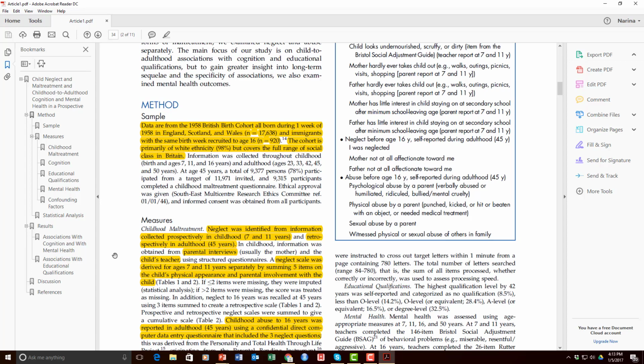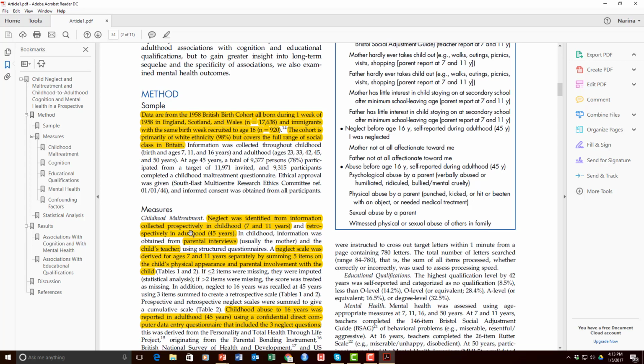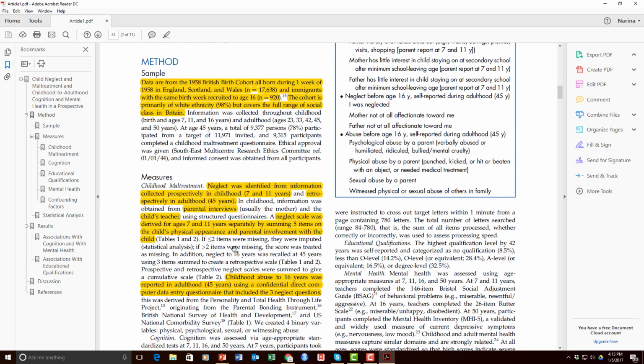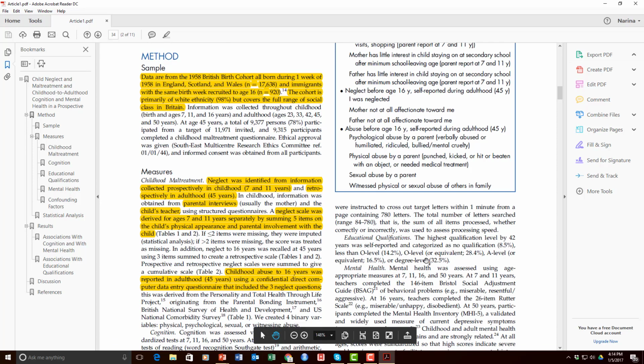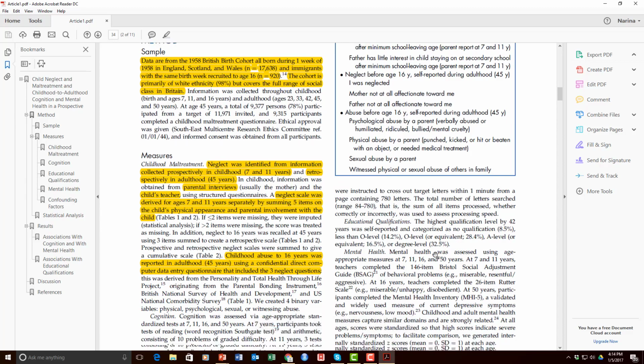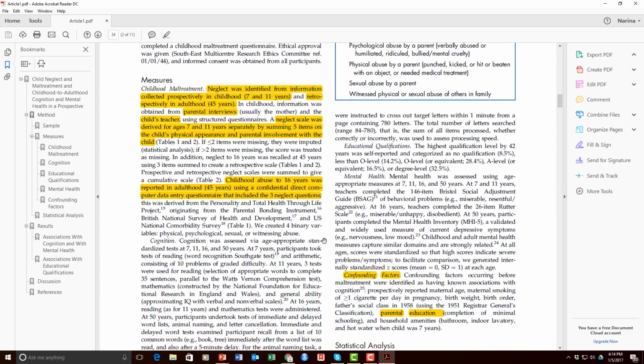So they did both prospective and retrospective, which is maybe a little bit better than if they had only used self-report or had only done the teacher ratings. So here you go. Childhood abuse to 16 years of age was reported in adults at 45 using a confidential direct computer entry questionnaire. So they did both a prospective and a retrospective.